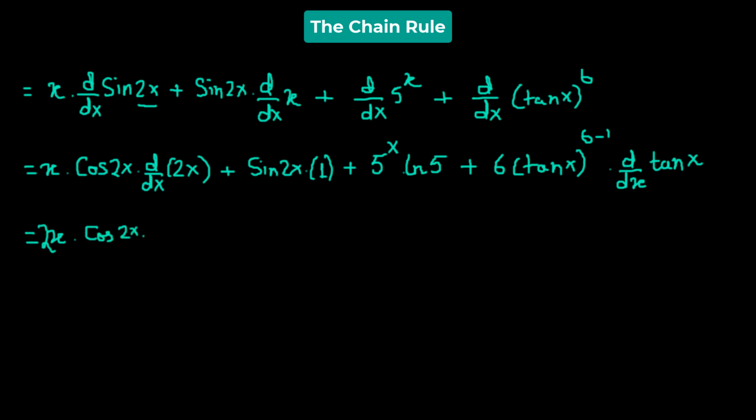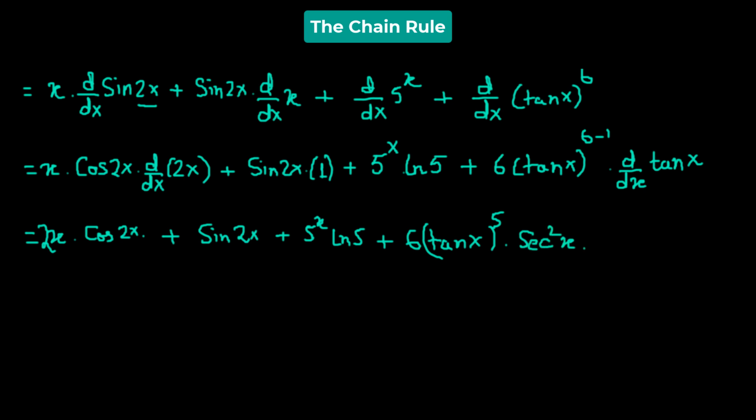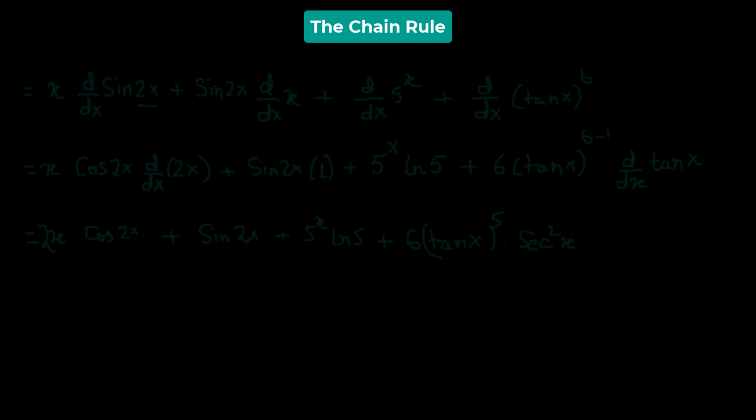So we finally have x times cosine of 2x times the derivative of 2x, which is simply 2, so we have 2x cosine of 2x plus sine 2x plus 5 raised to the power of x times log of 5 plus 6 times tangent of x raised to the power of 6 minus 1, which gives us 5, times the derivative of the tangent function, which is secant squared x. So this is the derivative of our given function with respect to x, determined by using the chain rule. Let's move on to the next question.